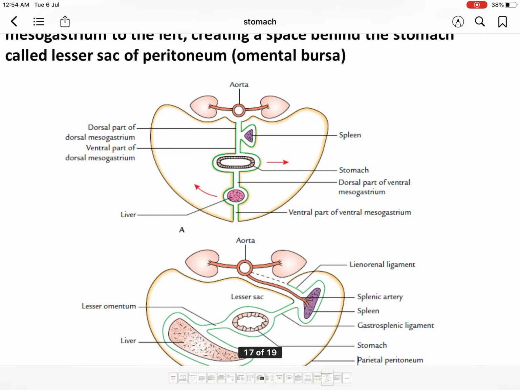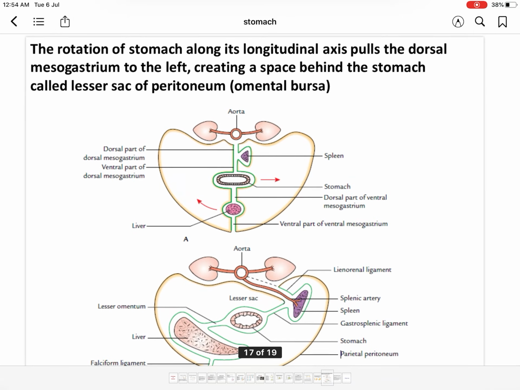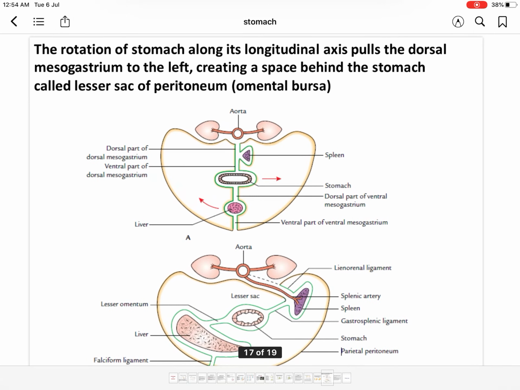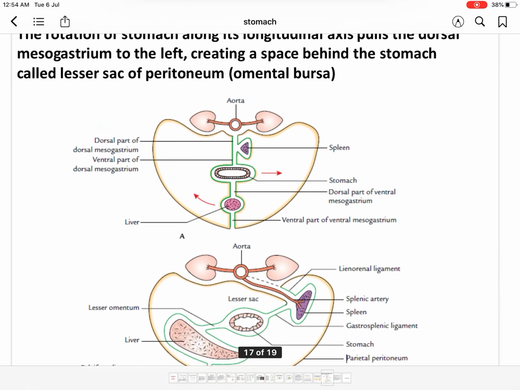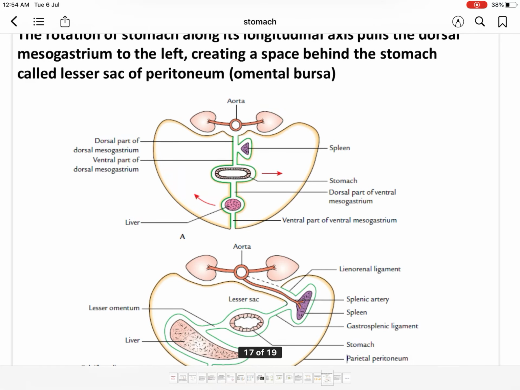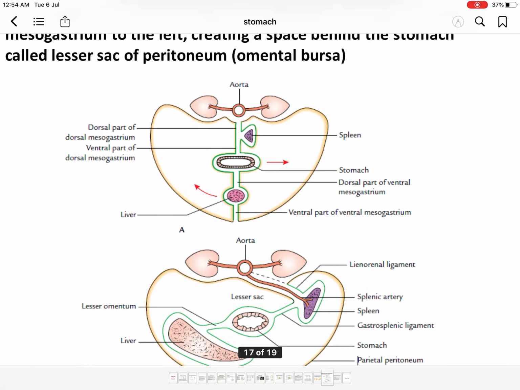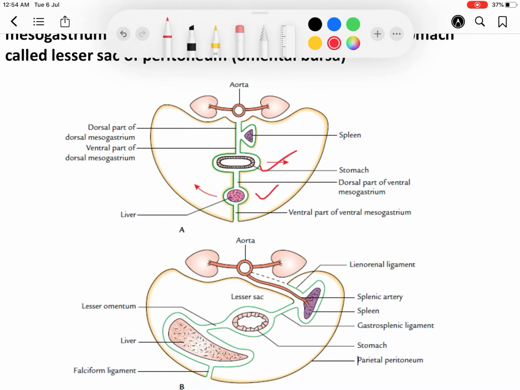The rotation of the stomach along its longitudinal axis will pull the dorsal mesogastrium to the left, and it will create a space behind the stomach, which is called the lesser sac of the peritoneum. Initially the stomach and liver were both in the midline, but because of excessive growth of the liver towards the right side, it pushes the stomach towards the left side, and a space is created behind the dorsal mesogastrium. This space is called the lesser sac of the stomach.